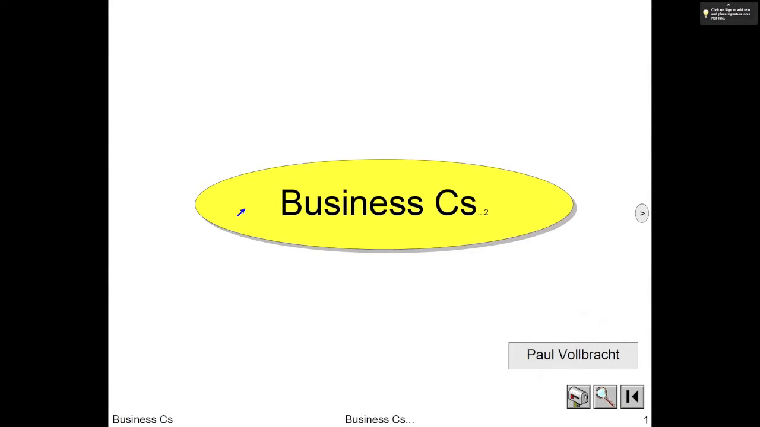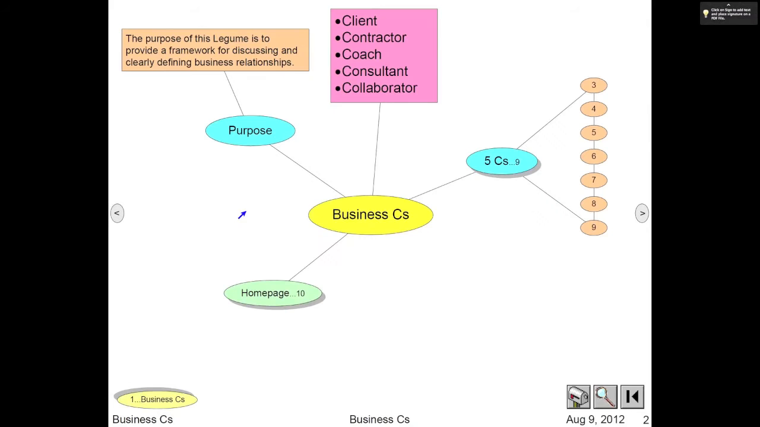This legume is about the business C's. The purpose of the legume is to provide a framework for discussing and clearly defining business relationships, focusing on the client, contractor, coach, consultant, and collaborator types of relationships.